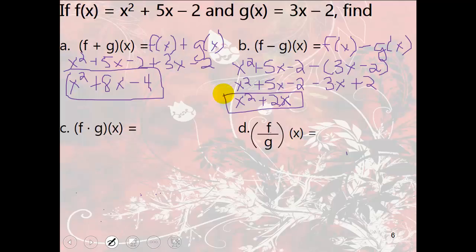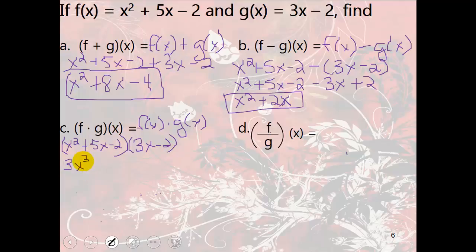So I'm going to take f of x and multiply it by g of x. f of x is x squared plus 5x minus 2, and I'm going to multiply it by 3x minus 2. So I get 3x cubed minus 2x squared plus 15x squared. I'm just distributing.